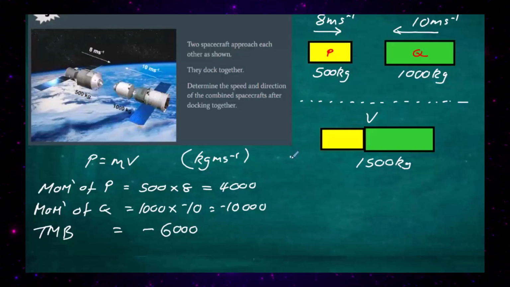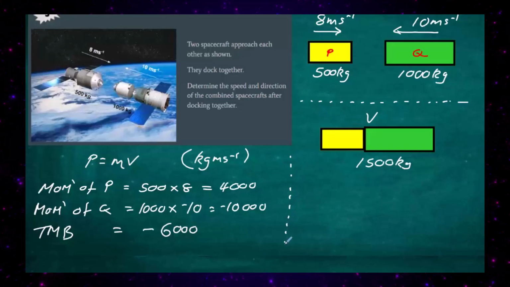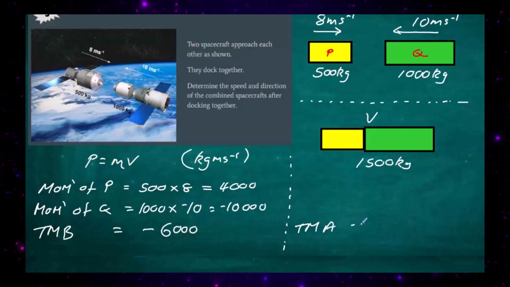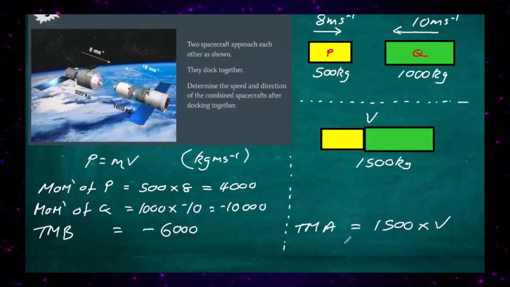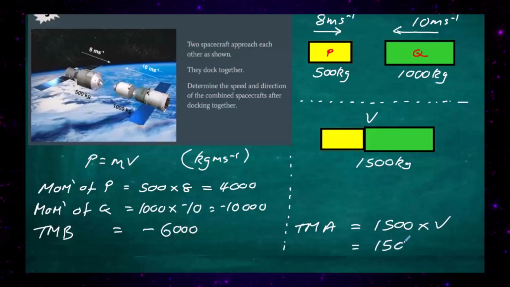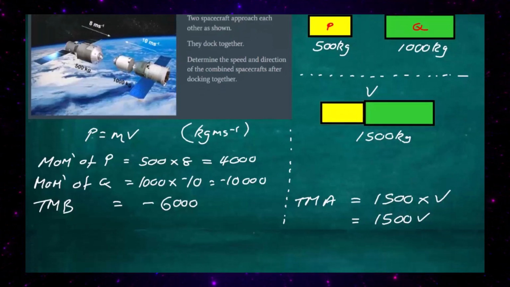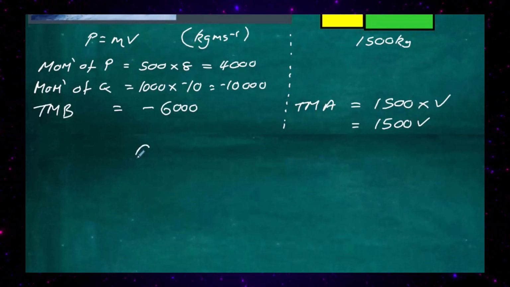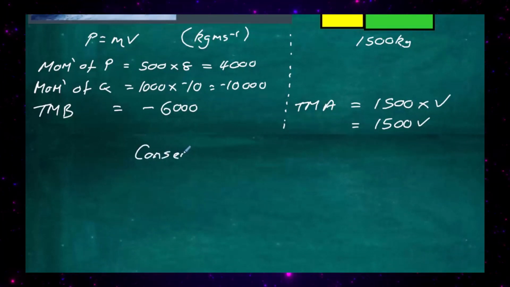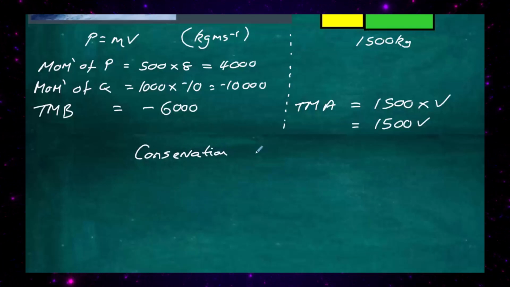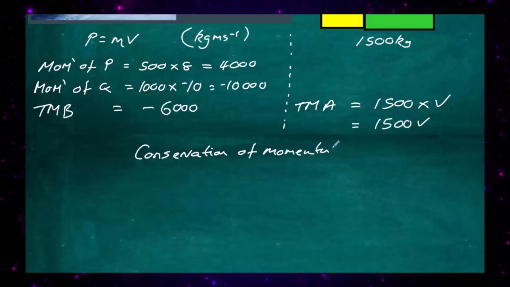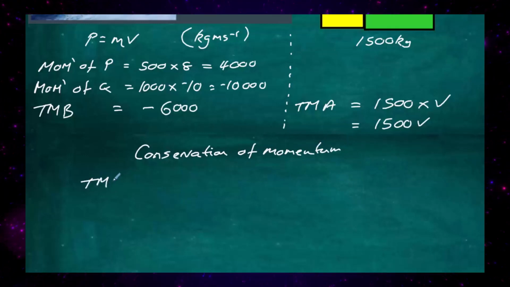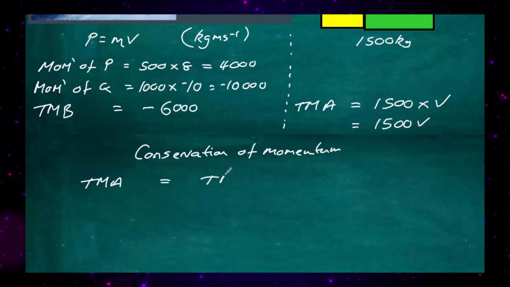Now, what about after the collision? Well, after the collision, we're going to have a combined mass of 1,500 kilograms. So the total momentum after the collision is going to be equal to the mass, 1,500, multiplied by V. And we don't know what V is, so we have an algebraic expression, 1,500 V. But what we do know is conservation of momentum. That's the key factor here. What that really means is the total momentum before is going to equal the total momentum afterwards.